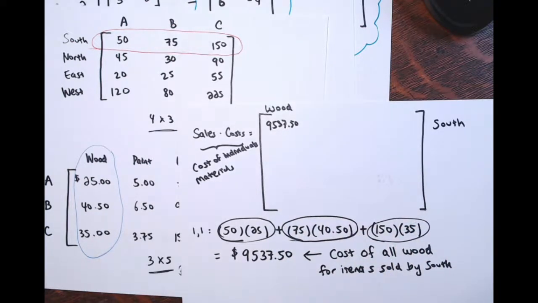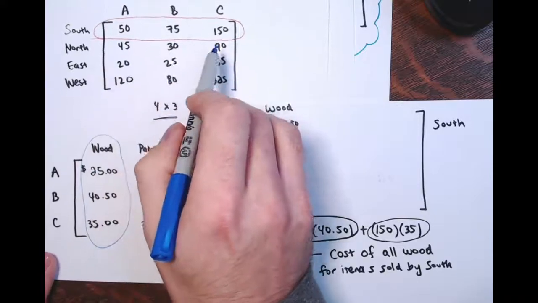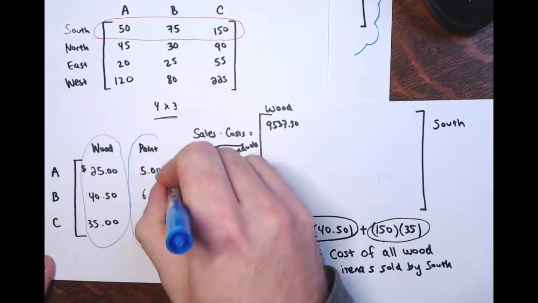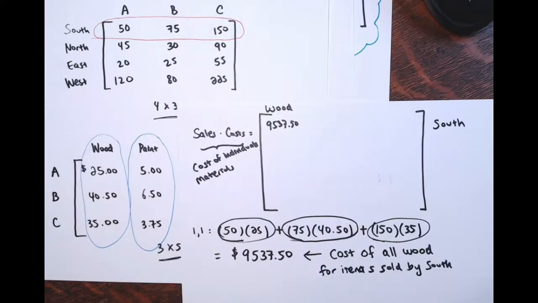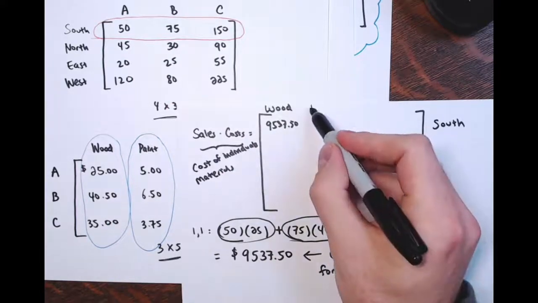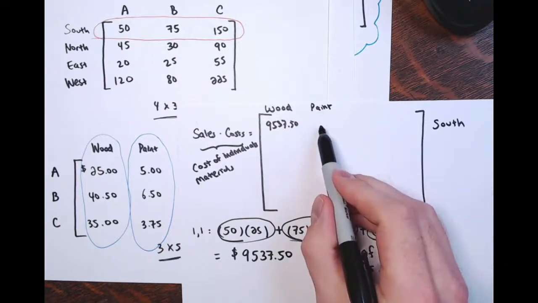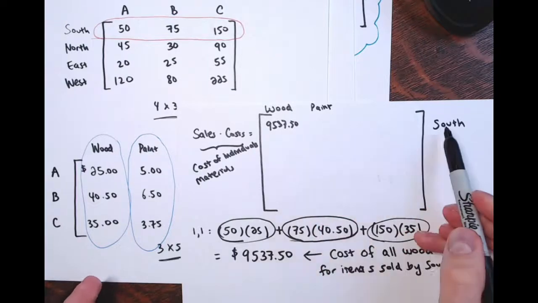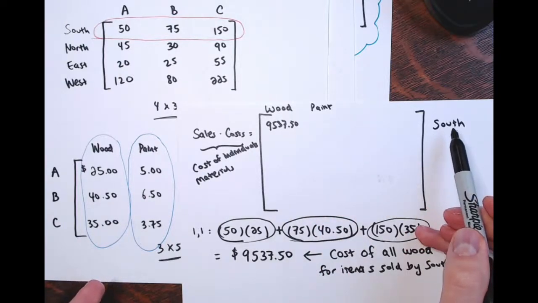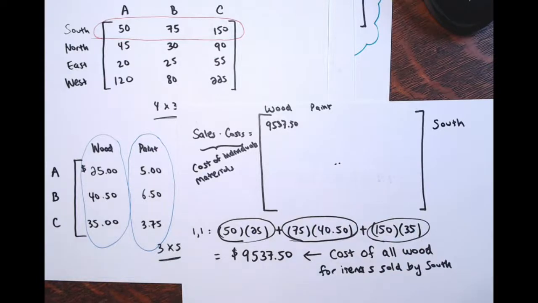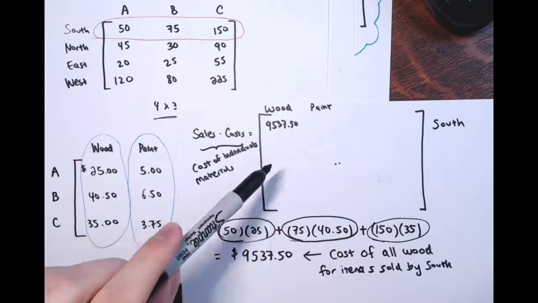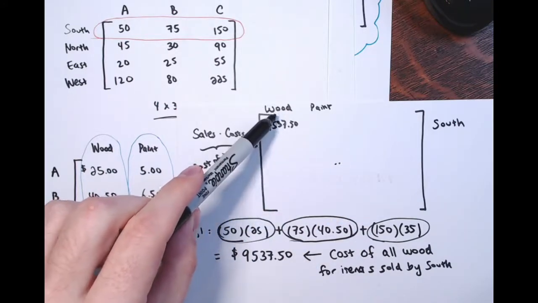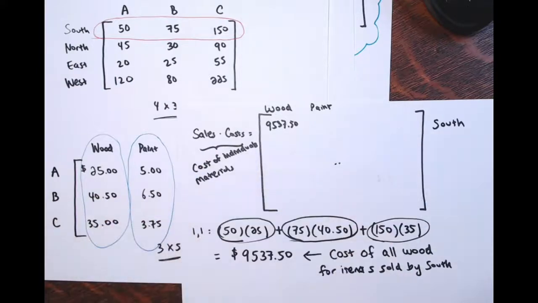And then the first row, second column, right, I would go to this column here. I'd use, again, the first row for Team South. The second column in this matrix is the paint costs. So the first row, second column of this matrix would be the cost of all the paint for all the objects that Team South sold. So this product matrix would actually have a meaning. Every single entry would be the total cost of that material for that particular team. Okay, all right, so I just wanted to point that out.